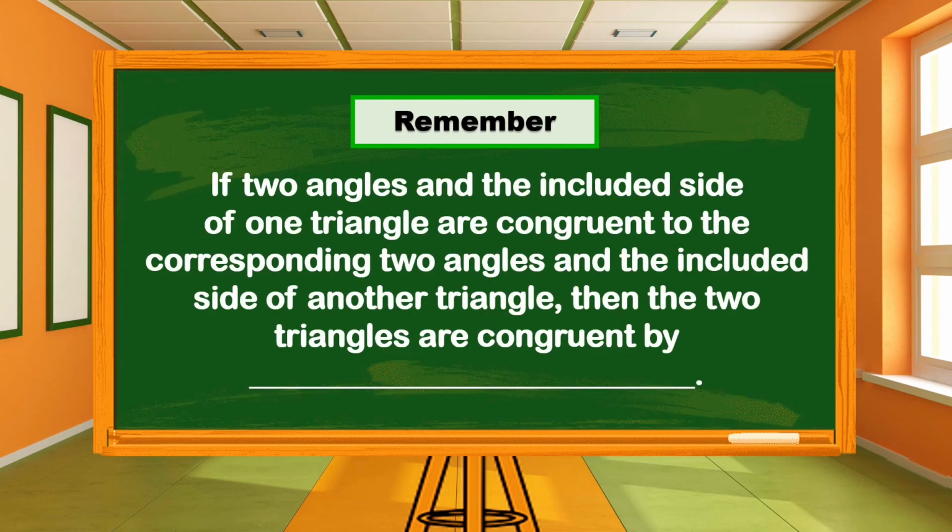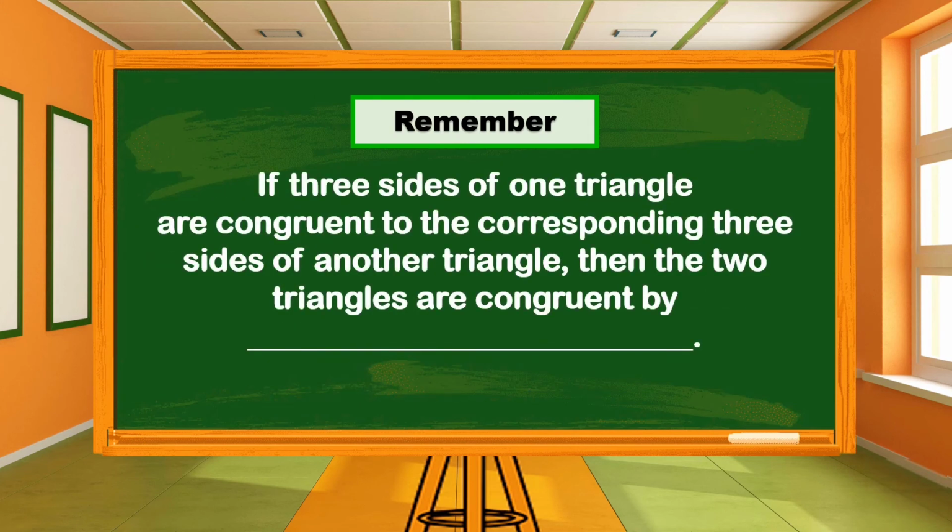If two angles and the included side of one triangle are congruent to the corresponding two angles and the included side of another triangle, then the two triangles are congruent. By what postulate? Correct! By ASA congruence postulate.